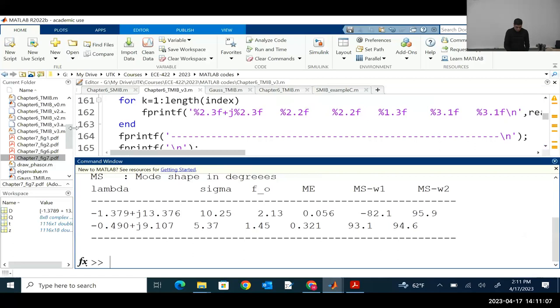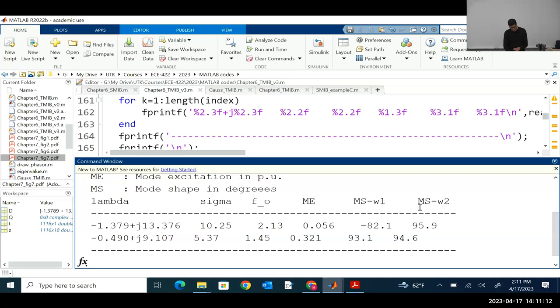What I did on the code, and I'm going to put this today, I put all the information for the oscillatory mode here. You have the damping ratio, the oscillation frequency, they have the mode excitation for these two cases, and the mode shape for these two cases. And we're going to get this.